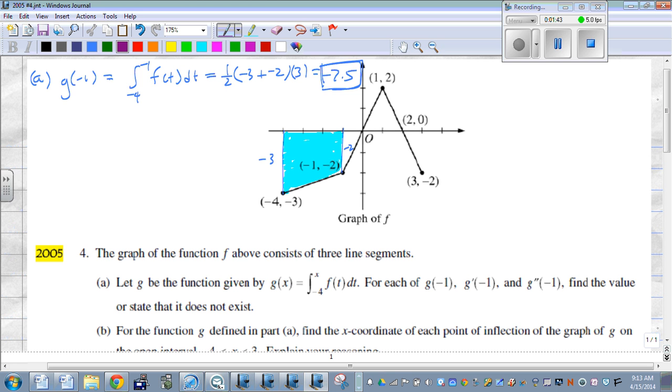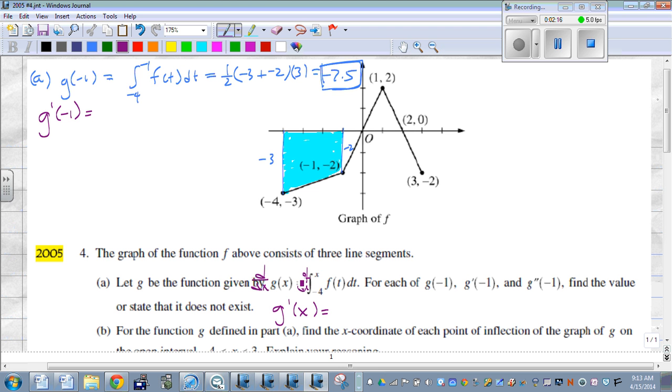Right, next we want to figure out what's the derivative of g of negative 1. Well, let's look back at this equation. G of x equals this definite integral. If we were to take the derivative of both sides, well, on the left we just get derivative of g of x. What do we get over here if we take the derivative of the definite integral from a constant to x of f of t dt? Derivative of the antiderivative. They cancel each other out, right?